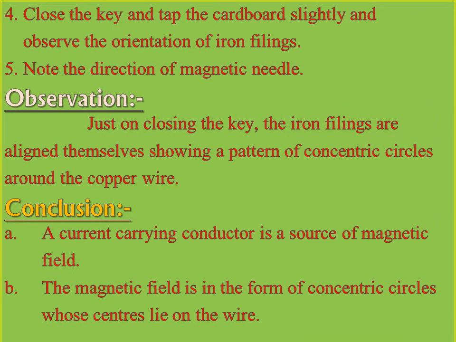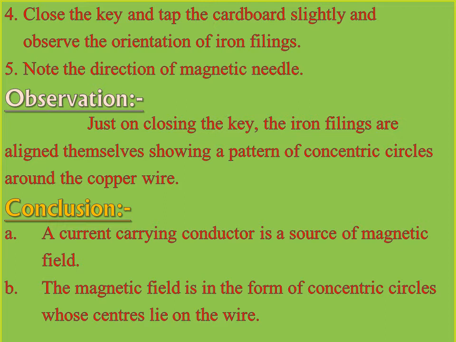After completing the circuit as explained before, we have to close the key. Then we have to tap the cardboard slightly to observe the orientation of iron filings. That means when we close the key, current starts flowing through the wire, and observe the orientation of iron filings which we have sprinkled on the cardboard. Also notice the direction of the magnetic needle kept on the cardboard. Can you tell what will be the observation?